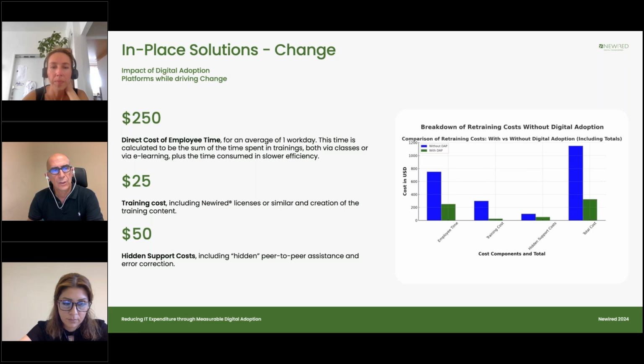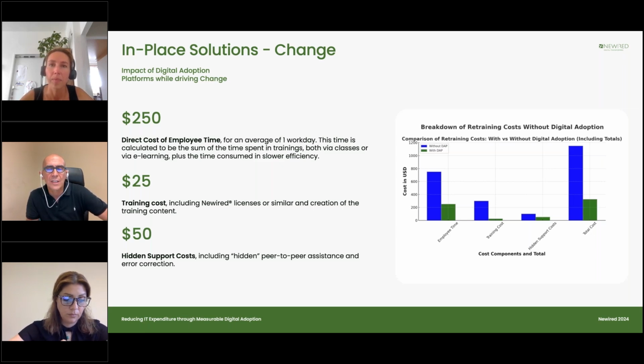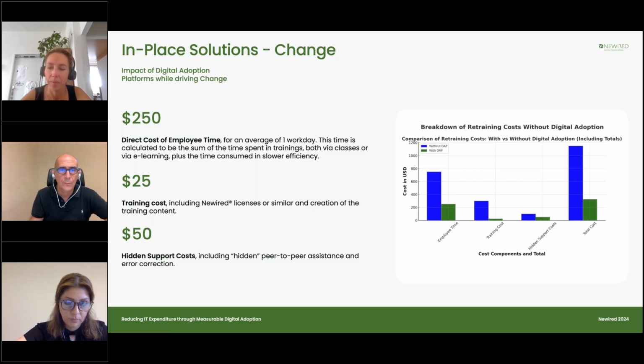So without getting too much into detail, the direct cost of employee time goes down by more than 70%, 66% actually. And also training cost is very, very reduced because you have just to create, as Katarzyna showed, 1-2 journeys to drive the change. So it's a very low cost. And also the hidden support costs go down dramatically. So overall, you have a more than 70% saving in case of in-place solution.